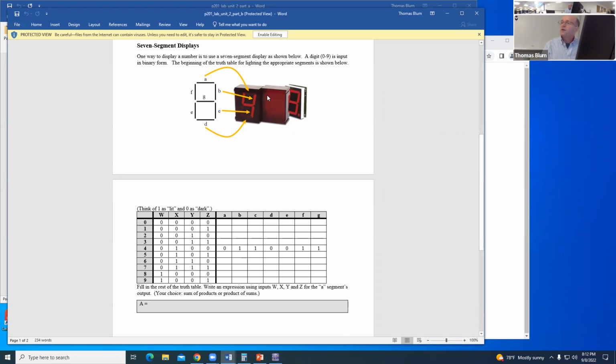And for each one there's a truth table, and I just sort of combined all the truth tables. There's a truth table for the A segment, which is the top. There's a truth table for the B segment.